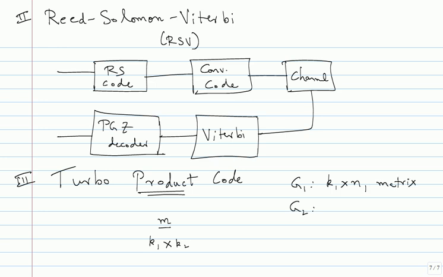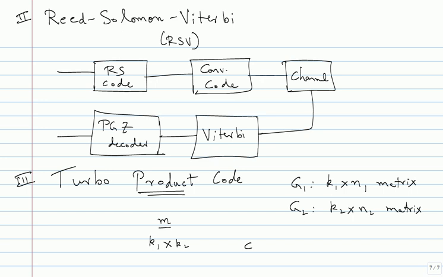And G2 is a K2 by N2 generator matrix. What you do is each row of M you encode with G2. Okay, see, each row of M is what? How many bits is that? K2 bits. Okay, so I can multiply by G2 on the right. That is a valid multiplication.